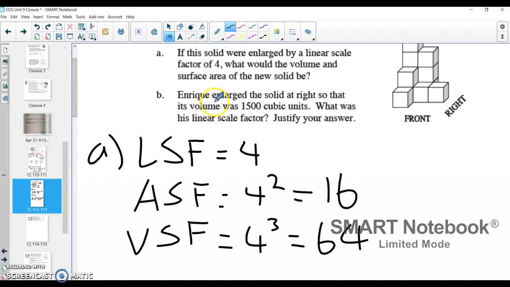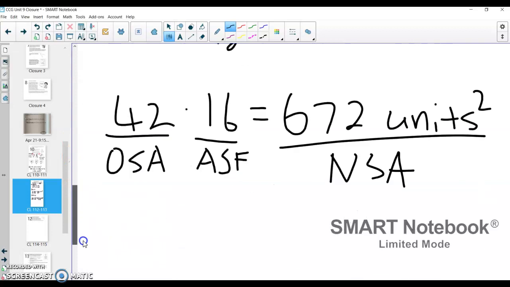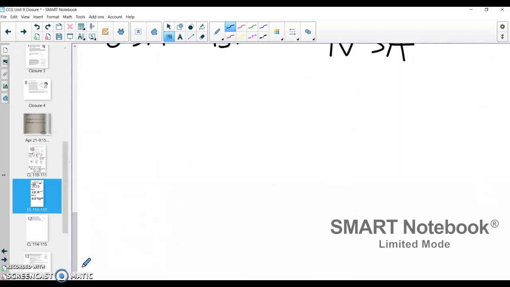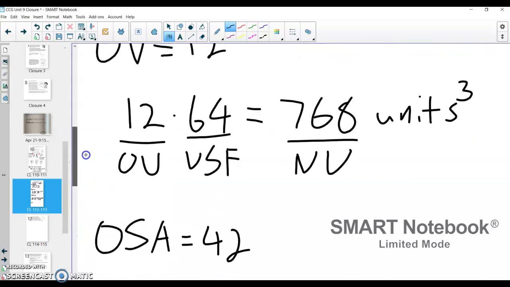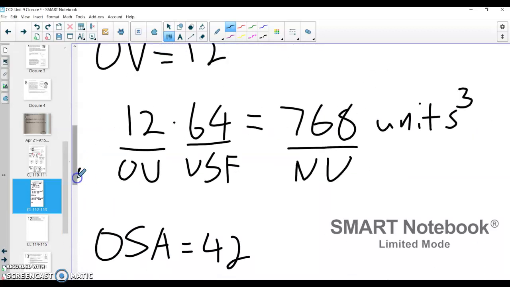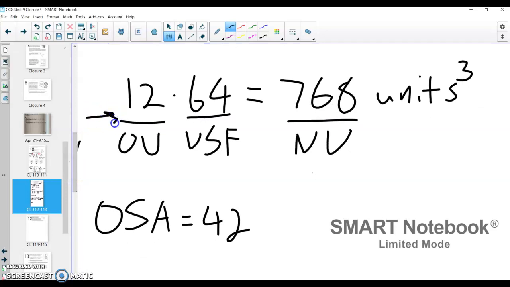It's saying Enrique enlarged the solid at the right, so the new volume was 1,500 cubic units, or units cubed, whatever. What was the linear scale factor? So they're telling us we know the original volume, we know the new volume, but we don't know the linear scale factor. And how I'm going to set this up for part B is similar to how I set up the one here for the volume scale factor.